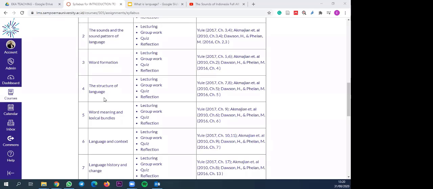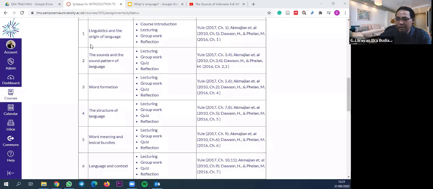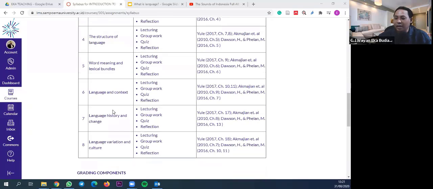I do not expect you to remember all the terms, but actually the logic, how you try to explain the phenomena of these topics related to the origins of language, and then the sounds and sound patterns, word formation, and then the structure of language itself. Okay, and in the second half we talk about word meaning and lexical bundles, like lexical chunks we call that. And we talk about language and context, language history and change, and language variations and culture. So that's going to be the next one.